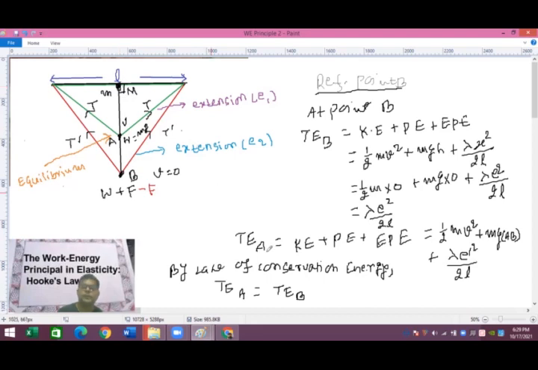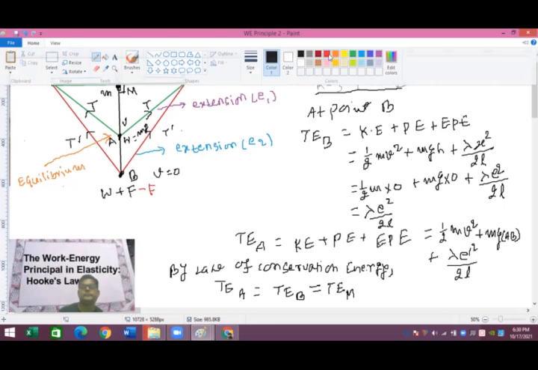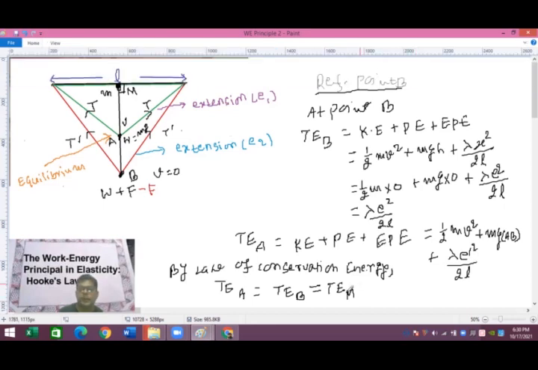So what do you think about point M? The total energy at M is also going to be equal to the total energy at other points. Here, at this M position, the velocity will be maximum because the string has no extension or very low extension.